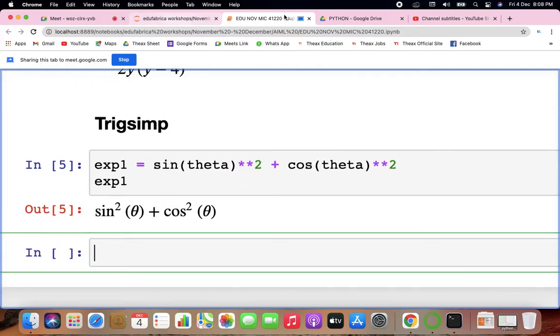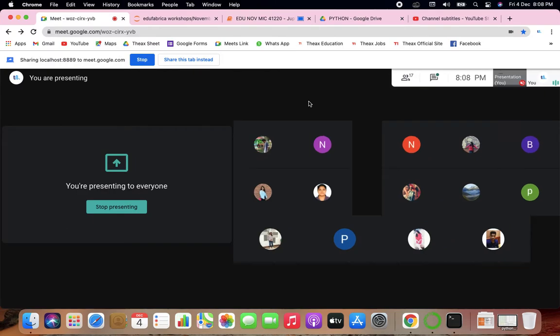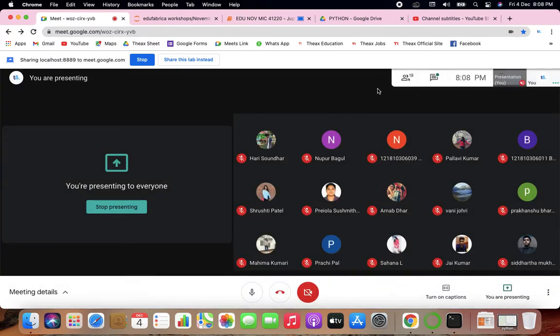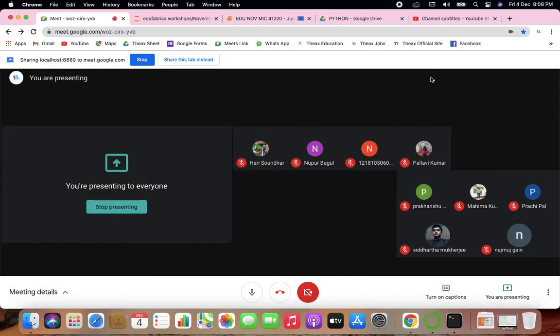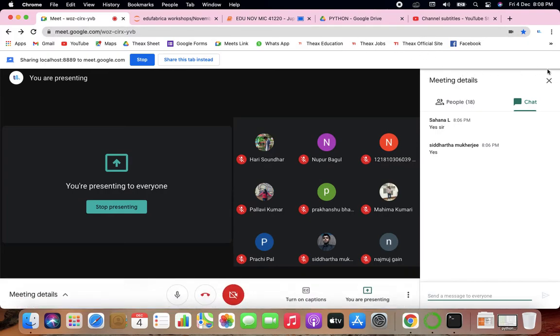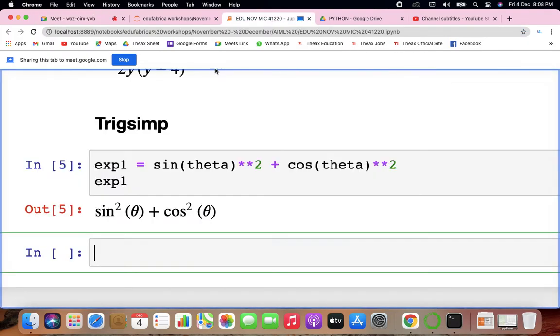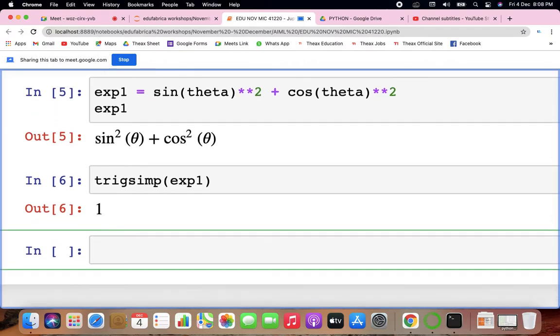You can use two different functions, what I said in the last class also. You can use the simplification functions and you can use the trick functions. Both will be working in there, okay? So let's use the simplify, or let's use the trig here. So trig simplification of this exp1 would be giving you the value that is equal to 1, okay?